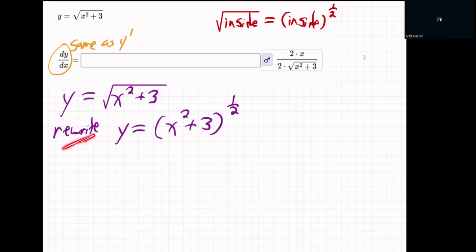So I haven't done the derivative yet. I just did a rewrite. Now let me do the derivative. So I rewrote it to make it easier to take the derivative. So how do we do the derivative? Well, this is chain rule.